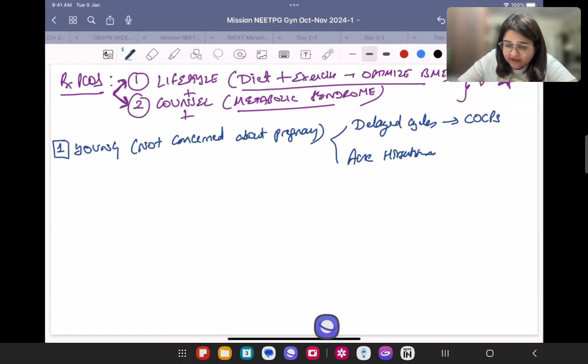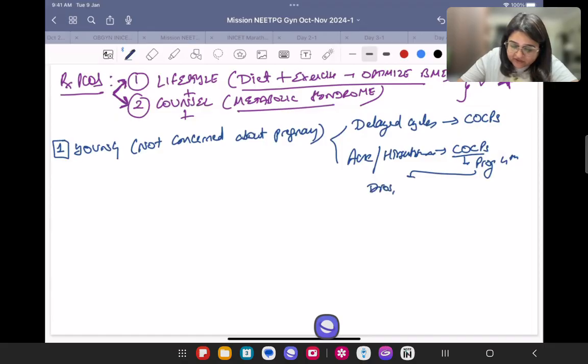And those girls who have acne, hirsutism, again, you will advise combined oral contraceptive pills with the progesterone component being an anti-androgen. So most of the newer combined contraceptive pills have a progesterone component, which is a 4th generation progesterone. A good example of this is drospirenone. Drospirenone is a spironolactone derivative. Spironolactone is an anti-androgen. So this has anti-androgenic effects.